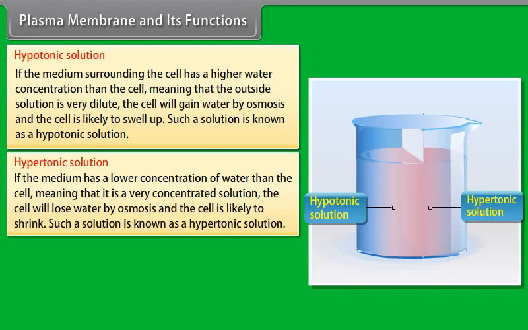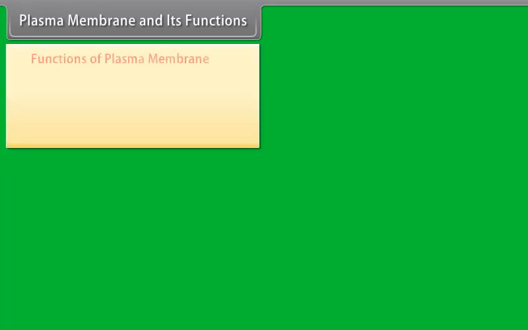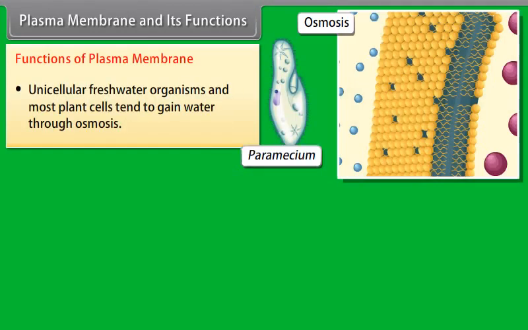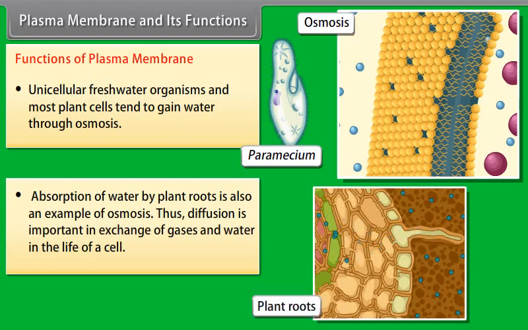Such a solution is known as a hypertonic solution. A hypertonic solution: if the medium has lower concentration of water than the cell, meaning that it is a very concentrated solution, the cell will lose water by osmosis and the cell is likely to shrink.